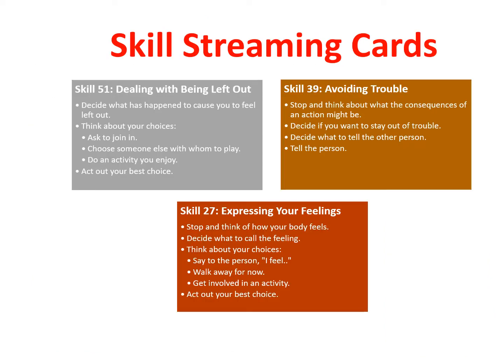Here is an example of a resource that comes with the Skillstreaming program. In addition to the book, you can get these cards. They're about half the size of a regular index card, and they're for the student to carry around. They list the steps in the specific social skill that the student is working on.